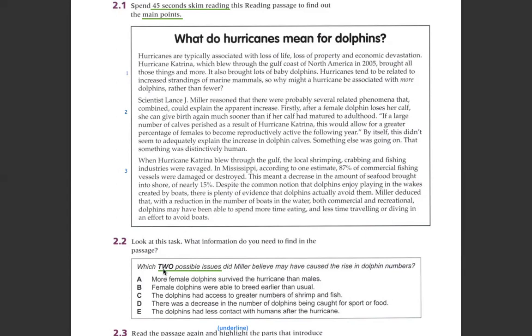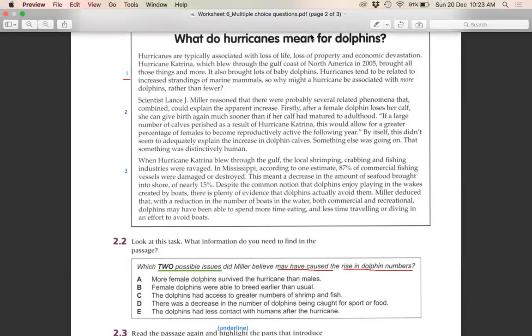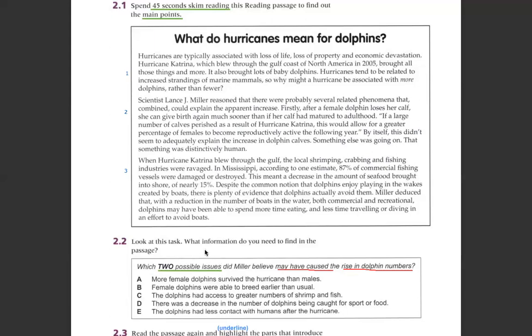So in the question it says we need to find 2 possible issues that may have caused the rise in dolphin numbers. So before you look at the options, I want you to quickly scan the passage again and tell me which paragraph, 1, 2, 3, or maybe there's more than one. So which paragraph mentions possible issues that cause the rise in dolphin numbers? So remember, you're looking for 2 issues. So scan and then type the number of the paragraph in the chat box that mentions these issues.